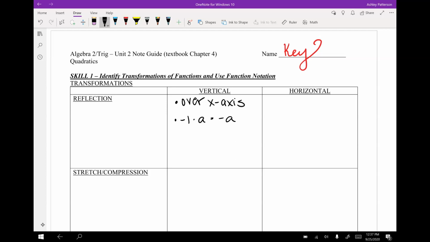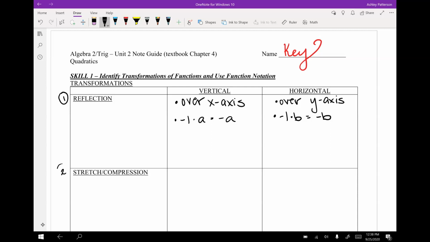Now, if there's a horizontal reflection, we are reflecting or flipping over the y-axis. In essence, we are turning around on ourselves. So graphs that are symmetrical, like the absolute value function, when it has a horizontal reflection, we can't see it. We can see it in the equation, but graphically it looks exactly the same because it's a symmetrical function. This affects the b value. So if there is a negative in front of the b value, we have a horizontal reflection. Okay, so the first type of transformation we might see is a reflection.